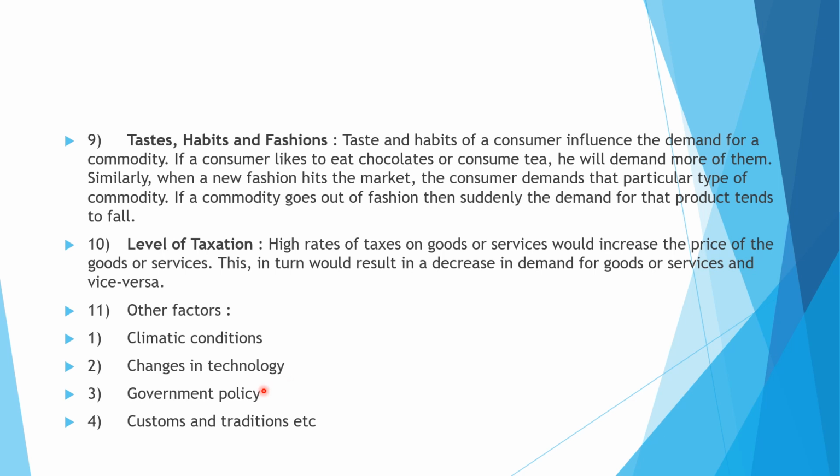And the third is government policy. According to the rules and regulations, tax rates, and consumption level, people will demand the product. Custom and tradition: according to one's tradition and culture, they will be buying the product, whether it may be clothes, shoes, cosmetics, anything. According to that tradition, they will be buying Western culture or Indian culture products, whichever is suitable for them.